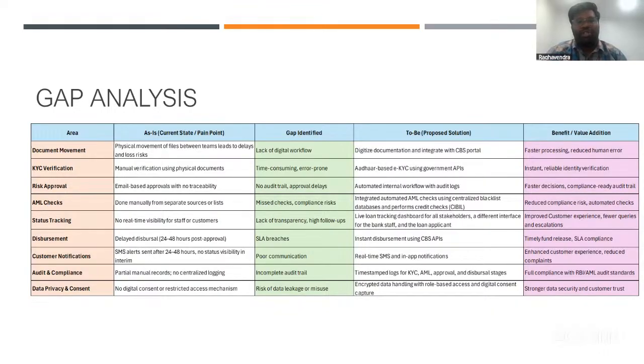The client wants it to be faster going forward, and the client doesn't want any human errors like missing the files or misplacing the files or the documents. So the gap we identified here is the lack of digital flow. Nothing has been documented on a digital platform. So we proposed a digital documentation, and we integrated these documents with the CBS portal, the banking portal.